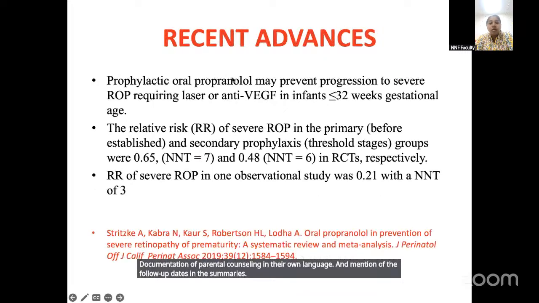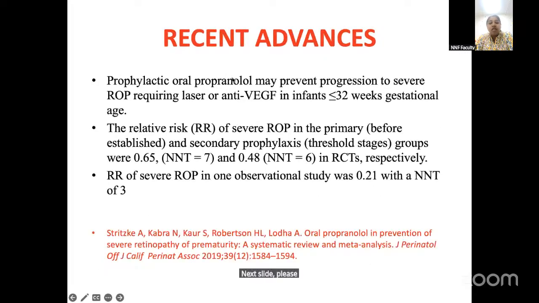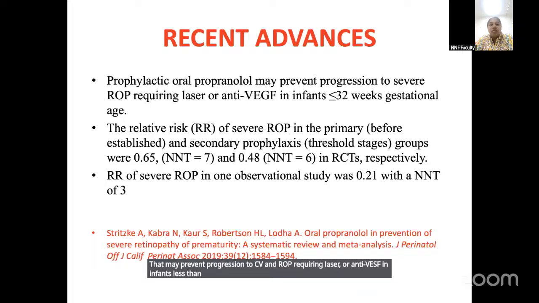Next slide, please. In recent advances, there is a trial of prophylactic oral propranolol that may prevent progression to severe ROP requiring laser or anti-VEGF in infants less than 32 weeks of gestational age. Next slide, please.